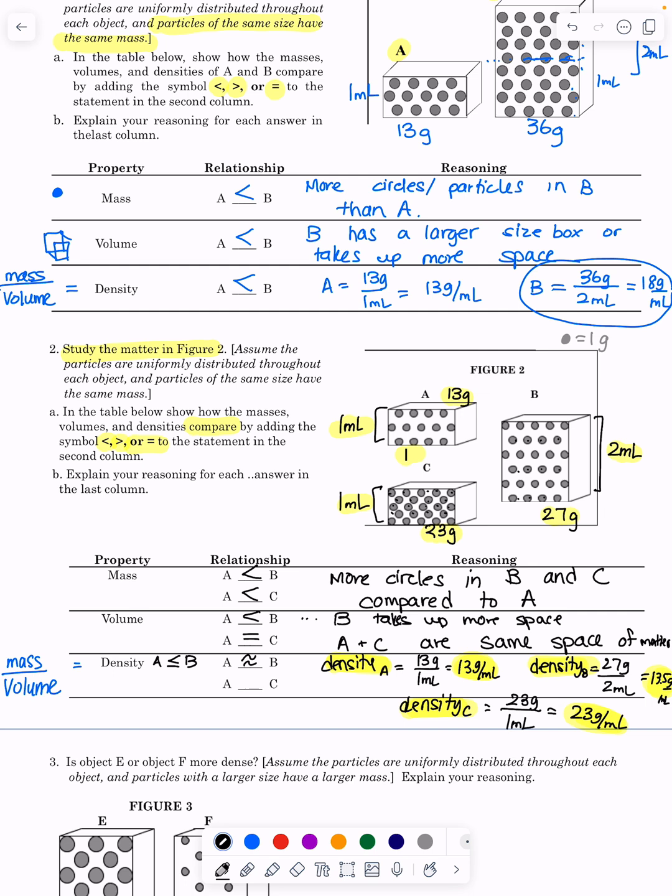Now let's look at A and C here. A and C do not have the same density. It looks like C has more mass in a given volume. So I'm going to say less than. And we have the data here. C has the largest density. We could also say C has more mass in a given volume. That's why it'd be the most dense. So that wraps up question 2.